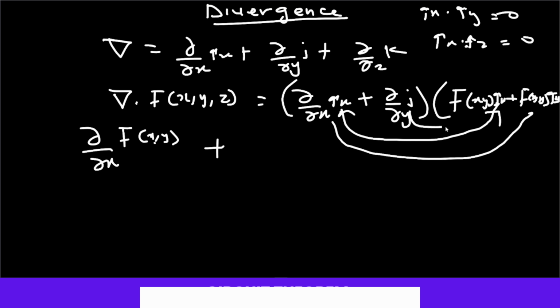Let's look at what happens at the second term. If this one dots with this, we get 0. So this one will rather dot the j plane. So we are going to get the partial on y of the function in terms of x comma y. Don't forget j dot j goes to 1, giving us this result.